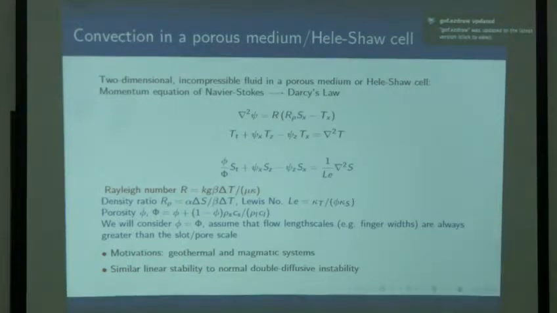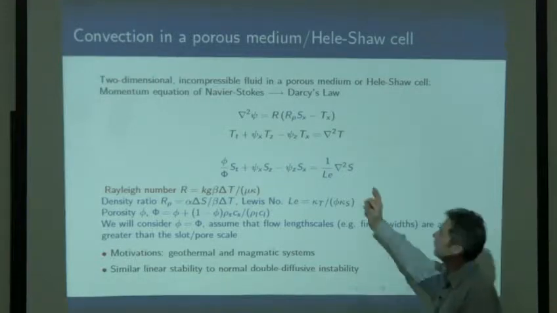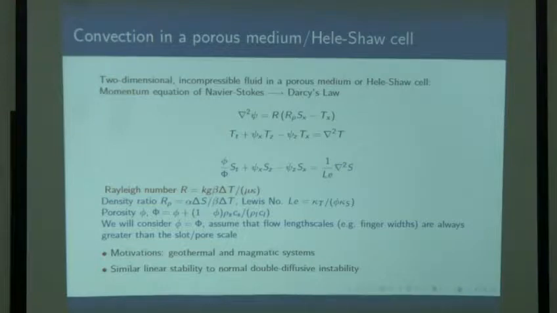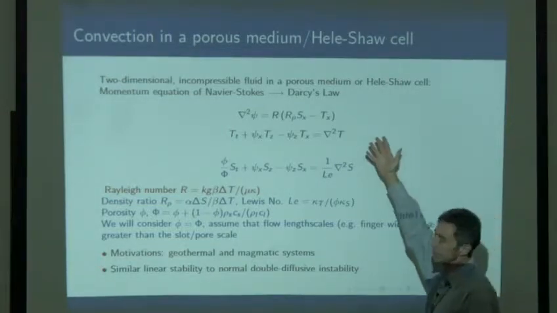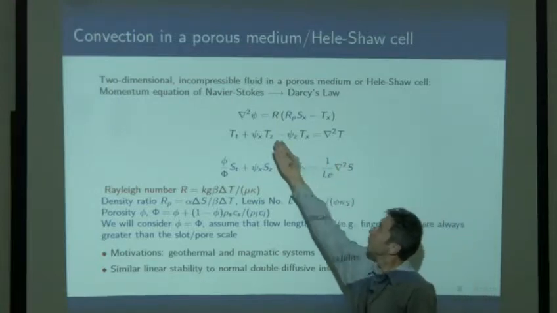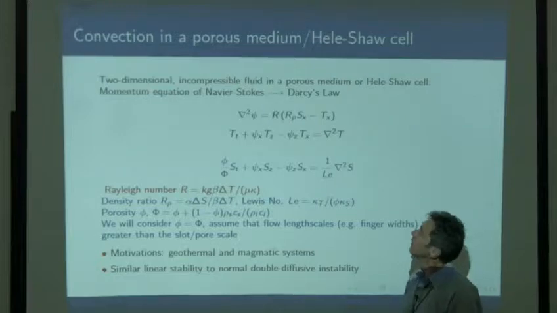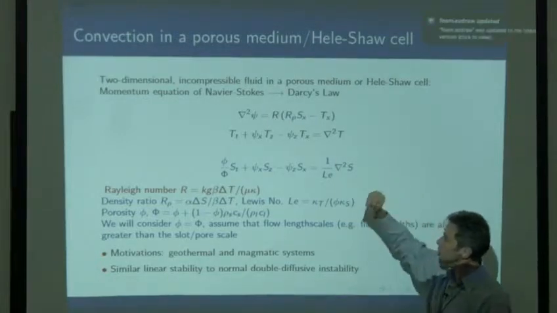So the usual kinds of equations for porous media. You replace the momentum equations, the Navier-Stokes equations, by Darcy's law. I've quoted the equations here in dimensionless form. So we've got Darcy's law in terms of a stream function, T and S, as salt and heat, and we've got the heat equation and the salt equation.